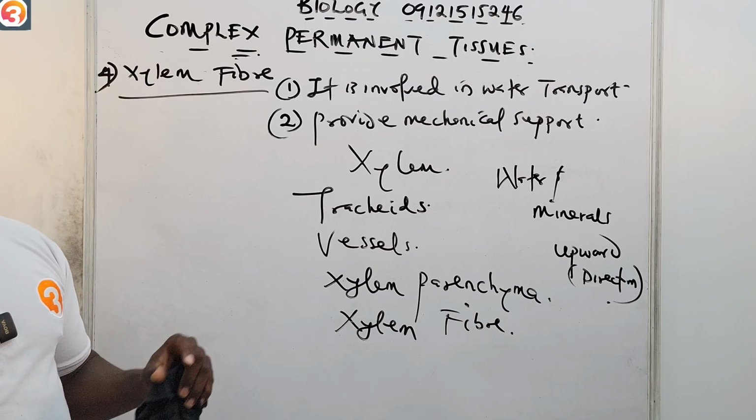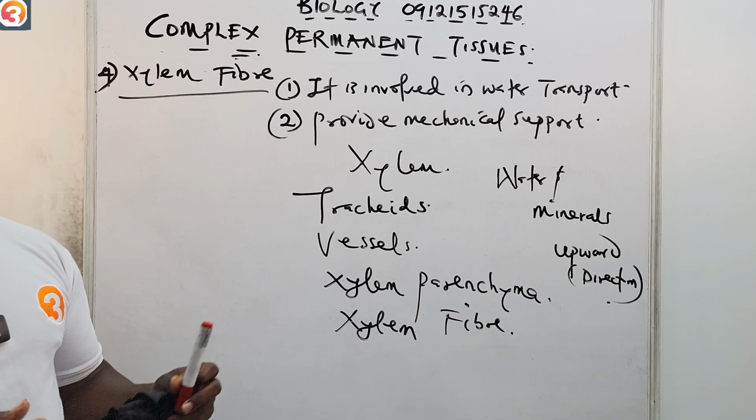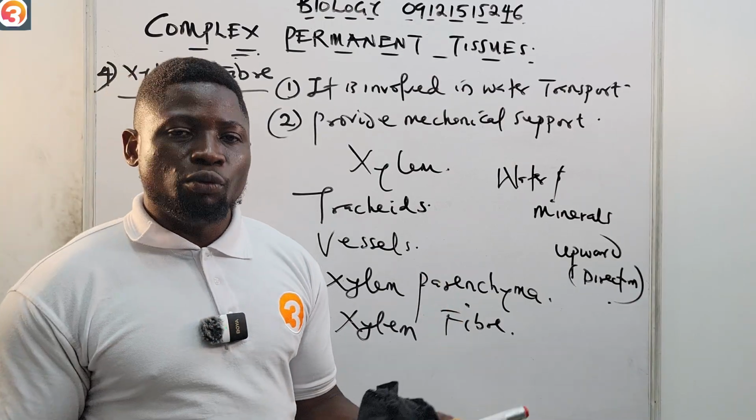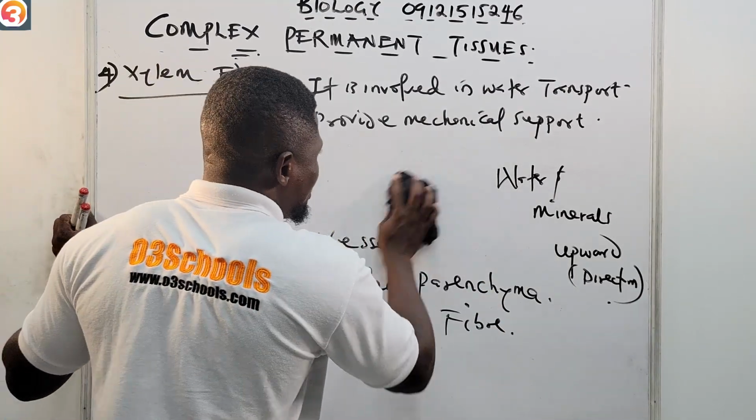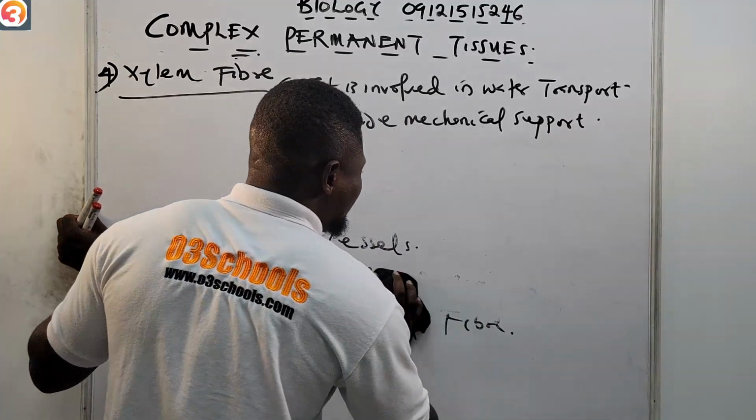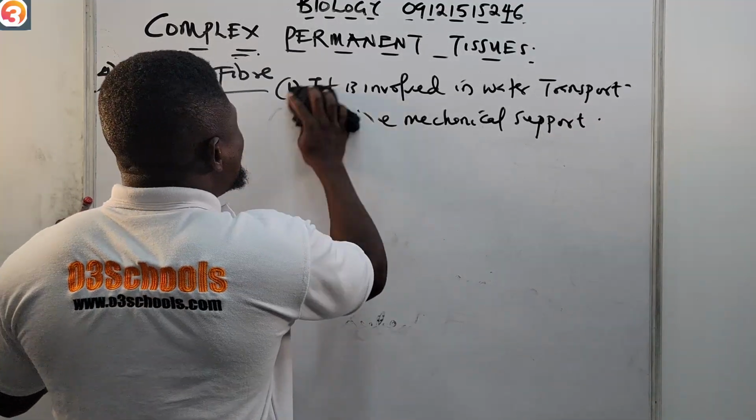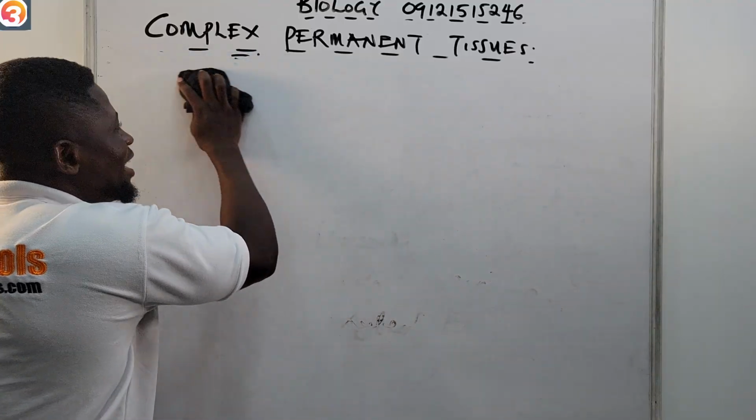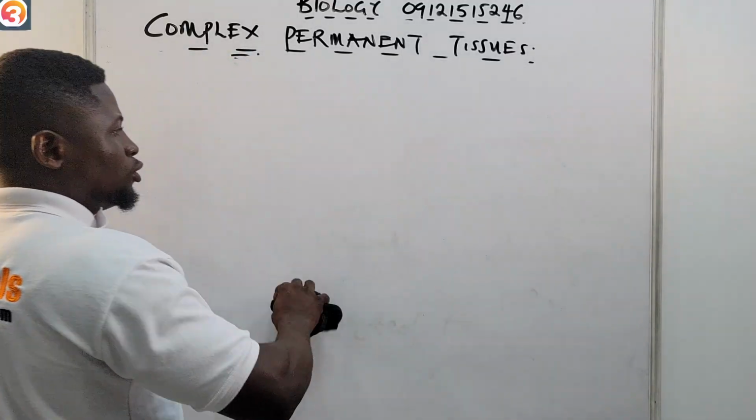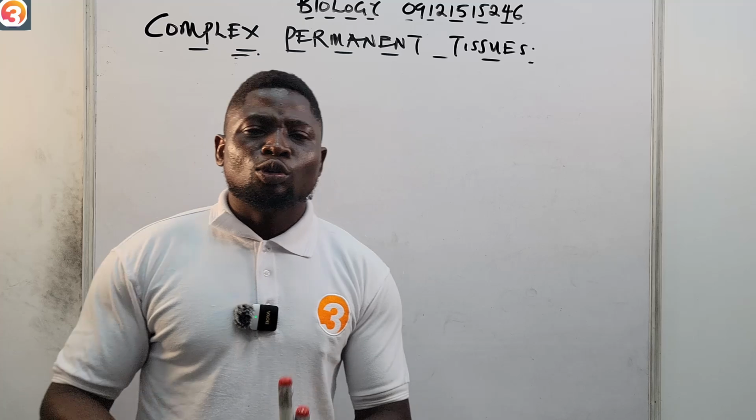But of course, we say the phloem helps to what? Transport manufactured food. So we are going to the phloem now. We say that the phloem assists or helps in the transport of manufactured food. And the movement is bidirectional. So it could be from top to bottom or from bottom to top.